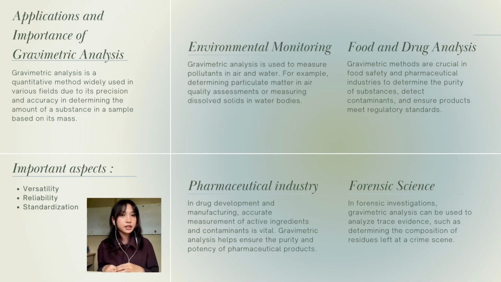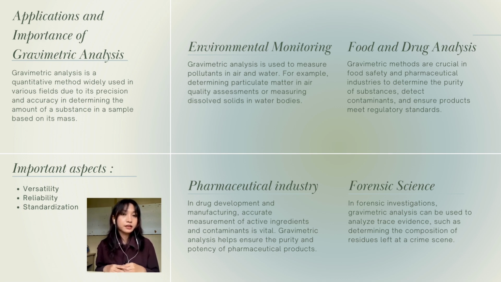Before we move on to the procedure and the calculations, I would like to talk about the applications and also the importance of gravimetric analysis in daily life. Gravimetric analysis is a quantitative method that is widely used due to its precision and accuracy in measuring the amount of a substance in a sample based on its mass. Some of the important aspects of gravimetric analysis include its versatility. Gravimetric analysis can be adapted to measure different substances and concentrations, which makes it very versatile across different fields.